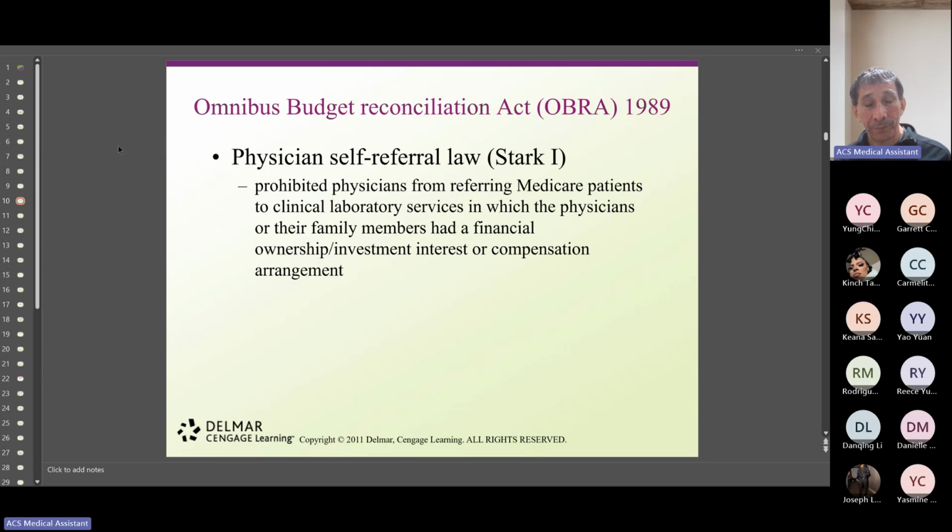Not long ago, a medical doctor opened his office right here on this street, and next door he opened a pharmacy that was owned by the medical doctor. So all the patients that they were seeing, they sent the prescriptions to this pharmacy because it was owned by the physician. So that is called the physician self-referral law, or the Stark law. That is illegal.